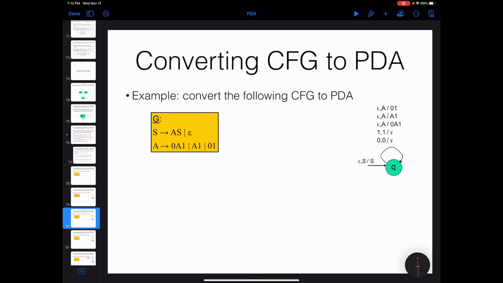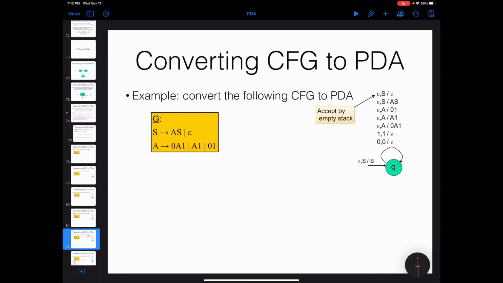So all the transitions for A, all the transitions for the terminals, and then all the transitions for S. You can see that this grammar would make sure that S will disappear from your string at some point, right? And your pushdown automata will remove S from the stack at some point.